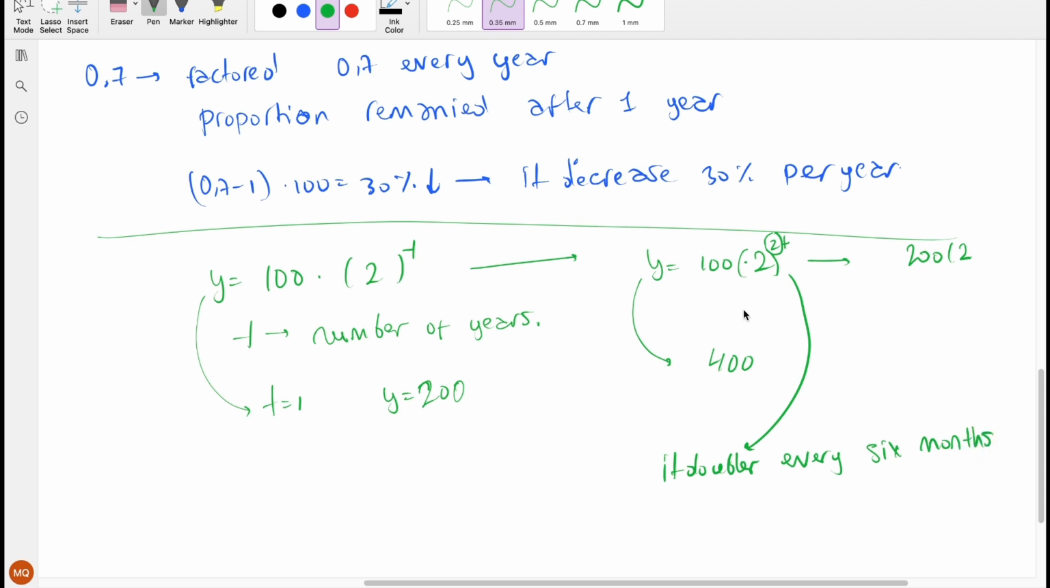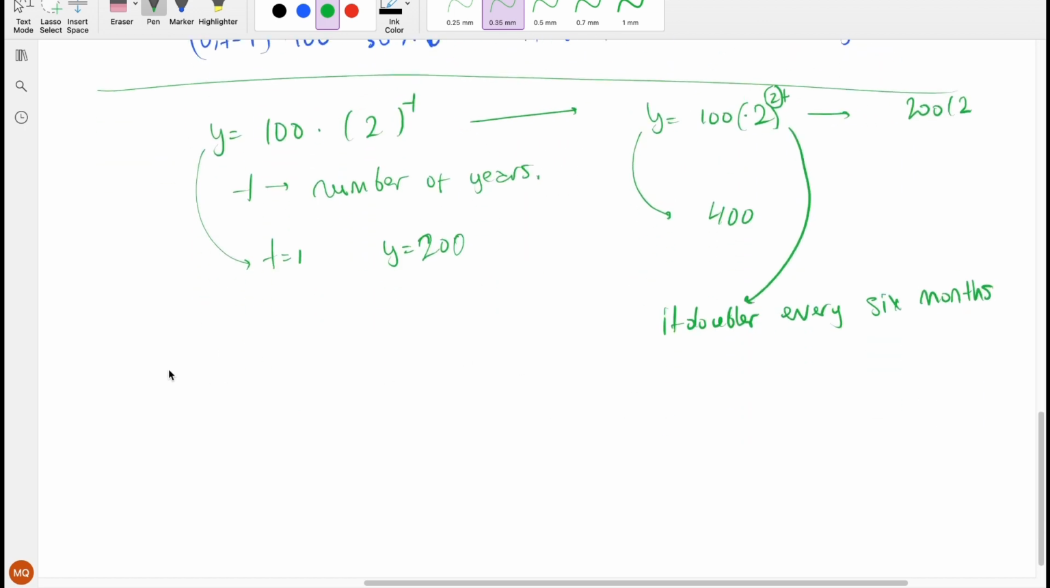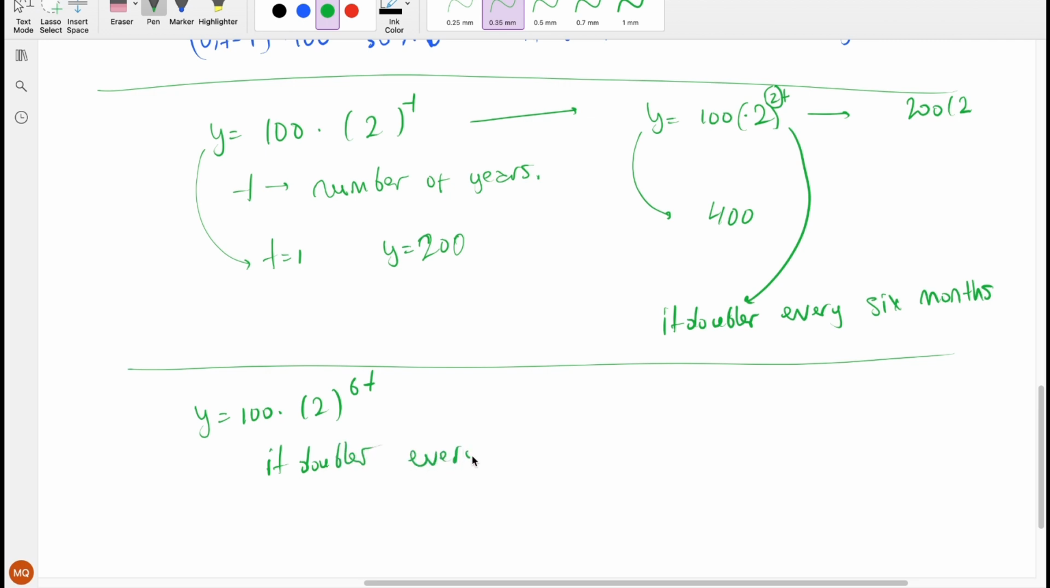It's also the same. For example, if you have 60 there, like y is equal to 100 multiplied by 2 to the power of t over 60. You have to divide 12 months by 6, you will get 2 months. So it doubles every 2 months.